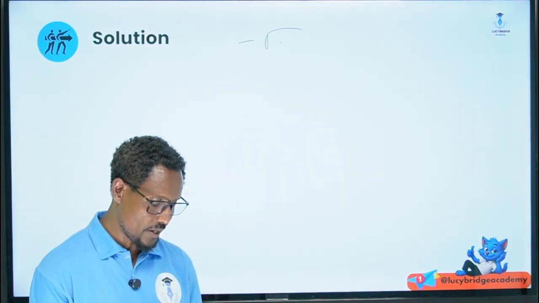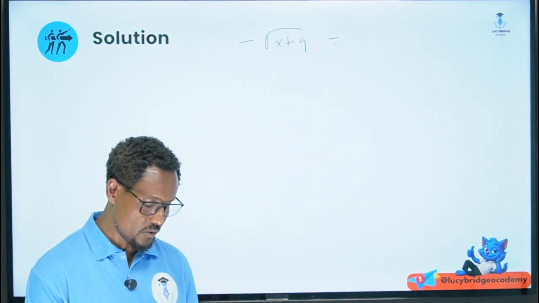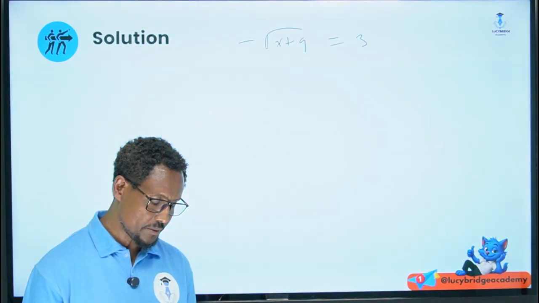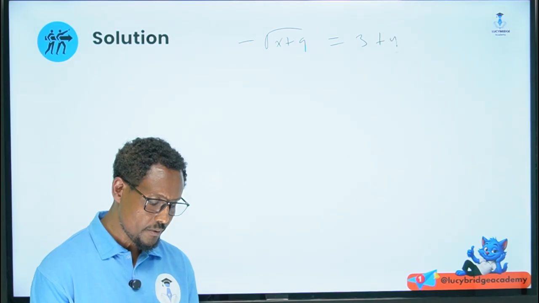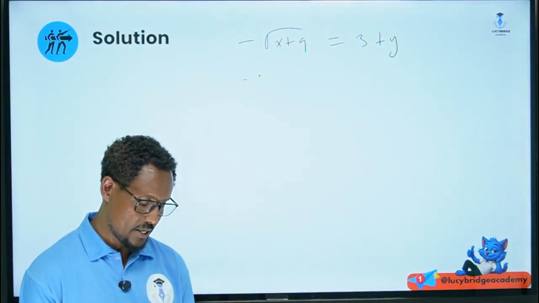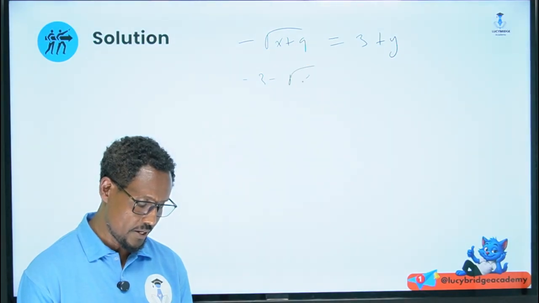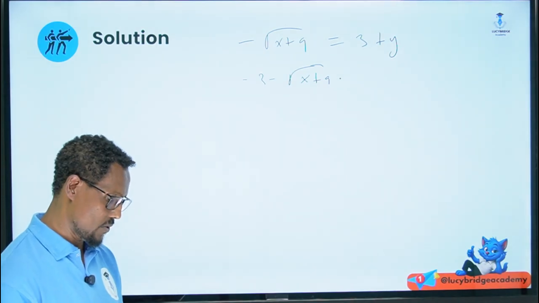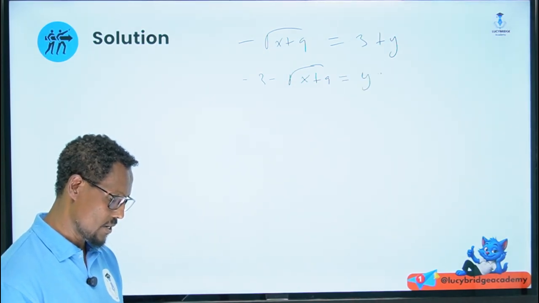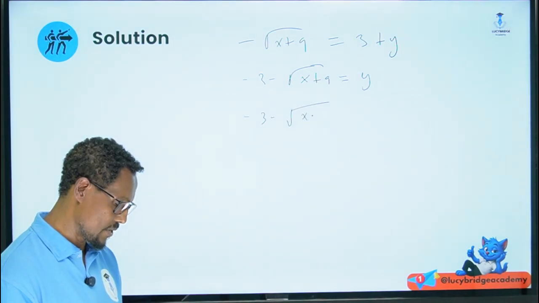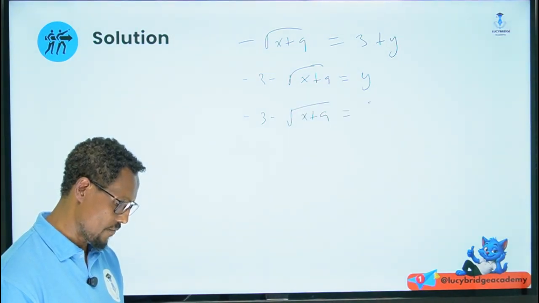Look now, minus the square root of x plus 9 is equal to y plus 3. Now this means minus 3 minus the square root of x plus 9 is equal to y. This means minus 3 minus the square root of x plus 9 is equal to f inverse of x.